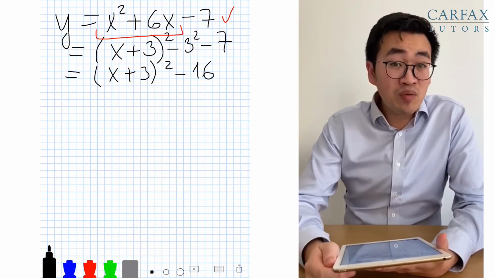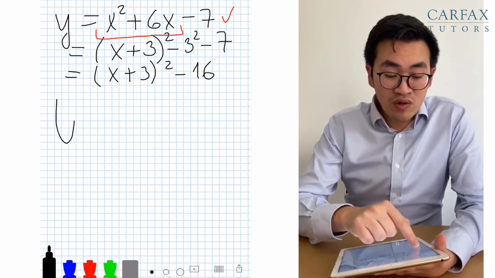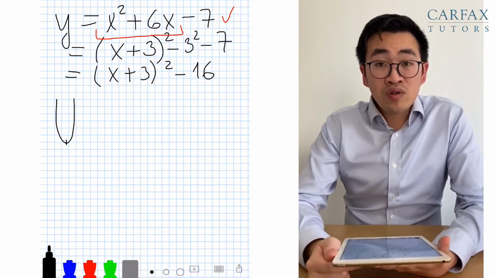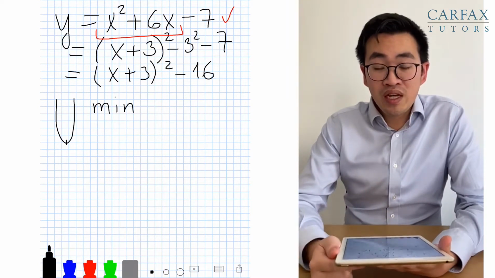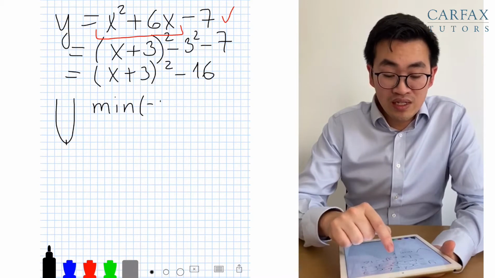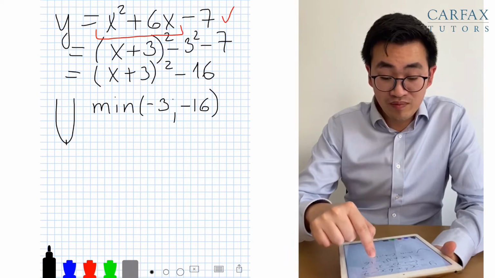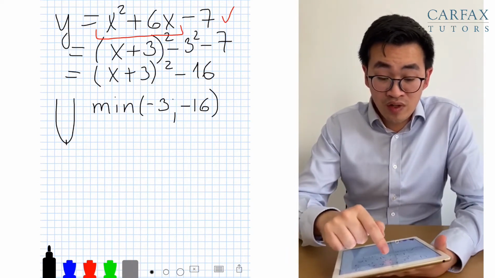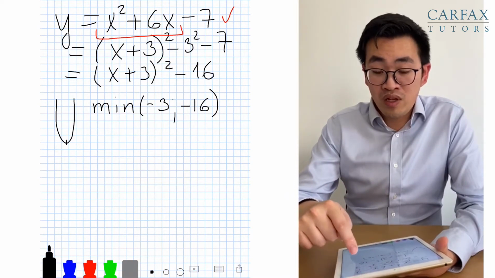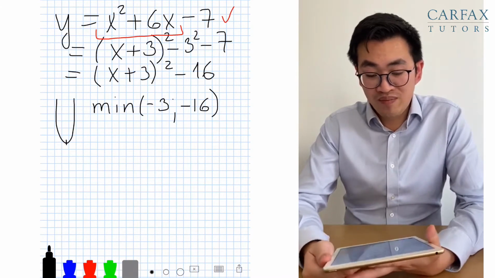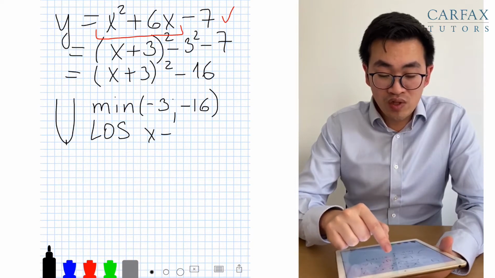So first of all, is the turning point a minimum or maximum? Well, this is a quadratic. It's a positive quadratic, so it slopes like this. So the turning point would be a minimum. And recall from the first part of the video, it's negative 3, negative 16. So it's h and k. Okay, so it's the negative of the number that's inside the bracket with x, and then just the y value here on the outside. And the line of symmetry is simply x equals minus 3.